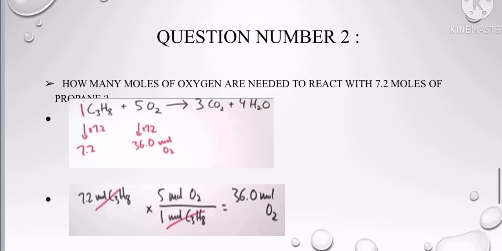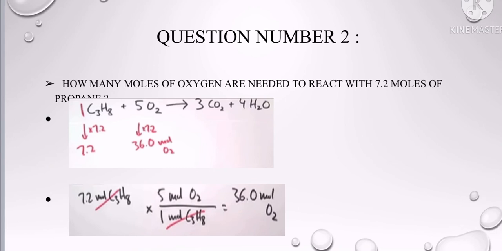So the second question, in order to understand much better. How many moles of oxygen are needed to react with 7.2 moles of propane? As you know, propane is C3H8, and the formula being placed is 1 C3H8 plus 5O2. These are the reactants. They are going to be combined. They are going to react together in order to get 3CO2 plus 4H2O.